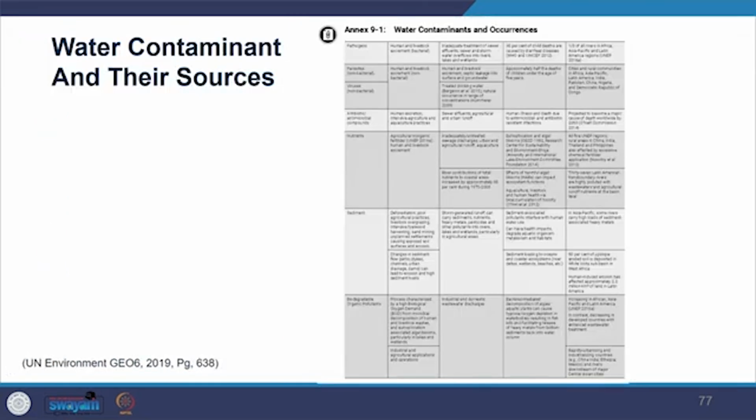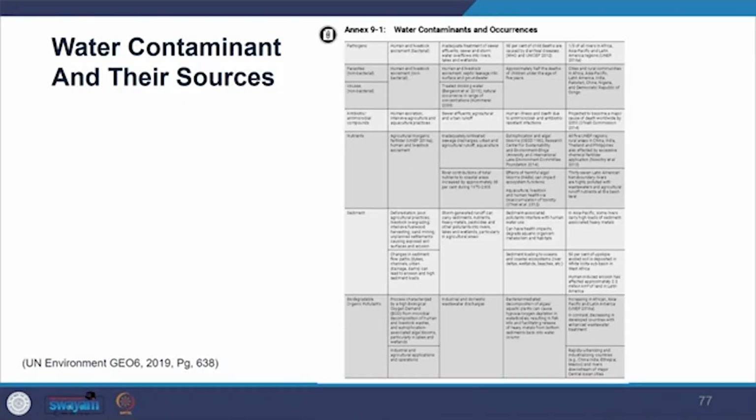If you look at what pollution includes, it includes pathogens, nutrients, heavy metals, and organic chemicals. You can see in the snip of the table from the Global Environment Outlook, the table shows water contaminants and their sources. These pollutants come from point sources such as domestic, industrial or sewerage pipeline discharge, septic tank leakages, or they can also come from non-point sources, like land surface runoff from extensive diffuse agriculture use and urban areas following rainfall and snow melt events.